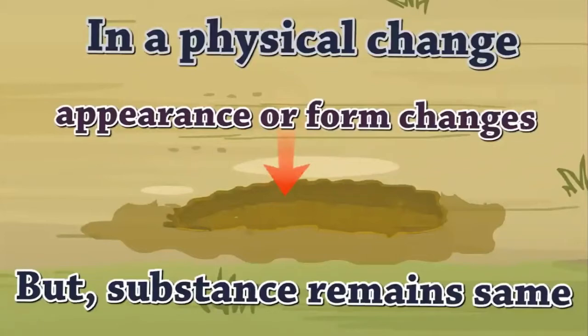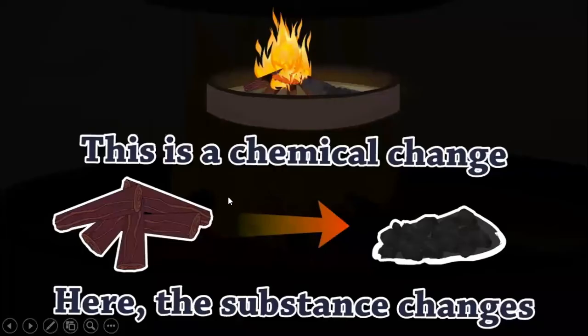In physical changes, the appearance or form changes, but the substance remains the same. If we have a sandcastle and we smash it, it's a physical change. We change the form, but the substance remains the same. It's sand. But when, for example, we burn something, this is a chemical change because we get a new substance, coal. First we have wood, then we have a chemical change. It's burned and we get a new substance, coal, with completely different properties compared to the wood.